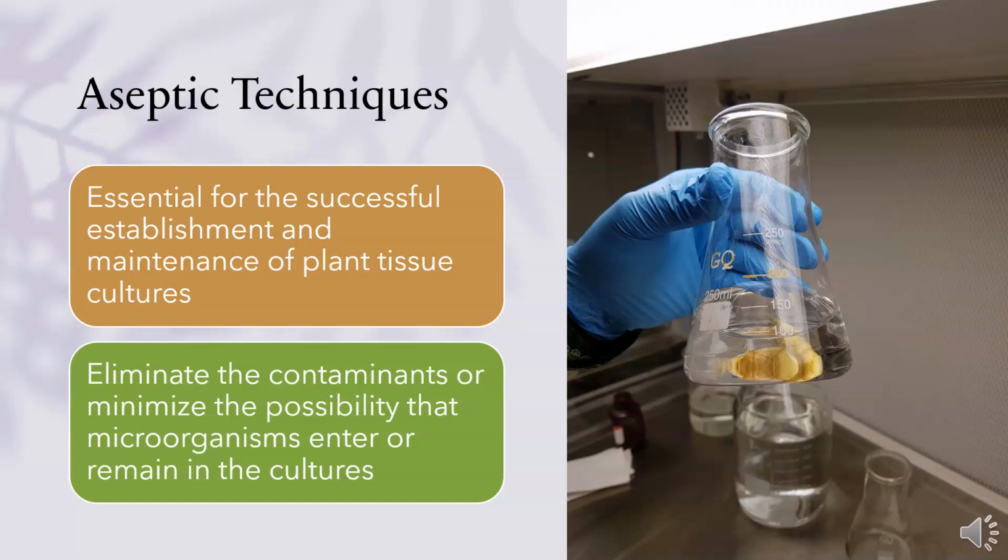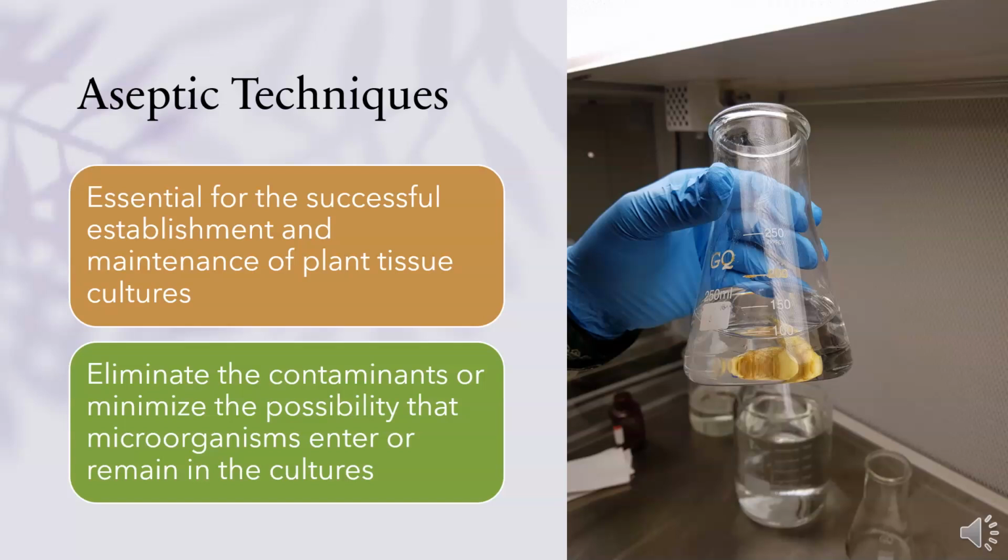Aseptic technique is essential for the successful establishment and maintenance of plant cell, tissue, and organ cultures. The in vitro environment, in which the plant material is grown, is also ideal for the proliferation of microorganisms. In most cases, these microorganisms outgrow the plant tissues, leading to their death. Contamination can also spread from one culture to another.